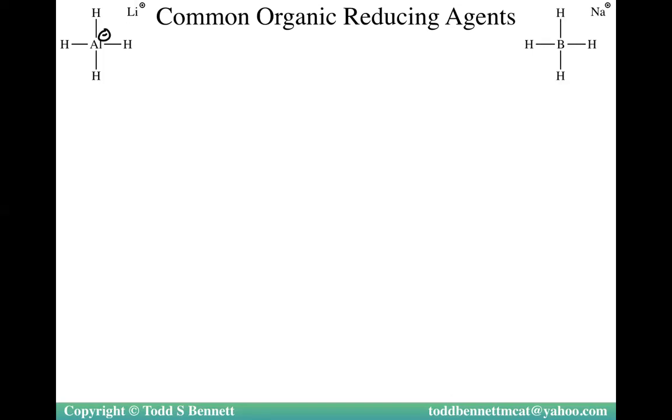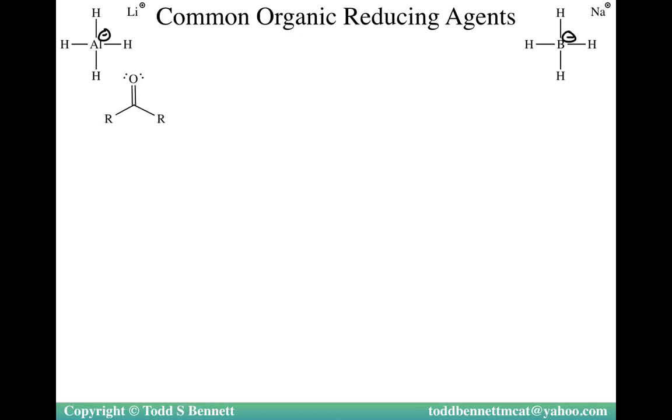Sodium borohydride, the same story. You end up needing the sodium to offset the negative. So really, this can be viewed as a Li plus and an H minus being held by an aluminum, whereas Na plus and an H minus are held by a boron. Keeping it in place will allow it to be delivered later on. So lithium aluminum hydride and sodium borohydride are two of my most common reducing agents.